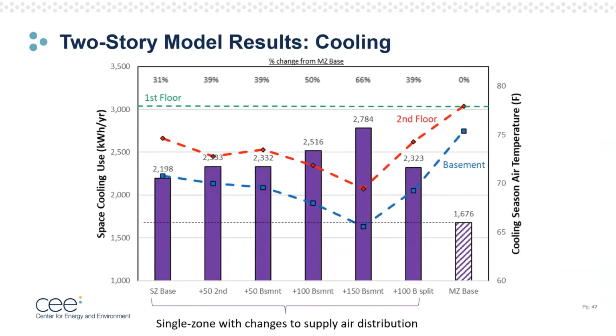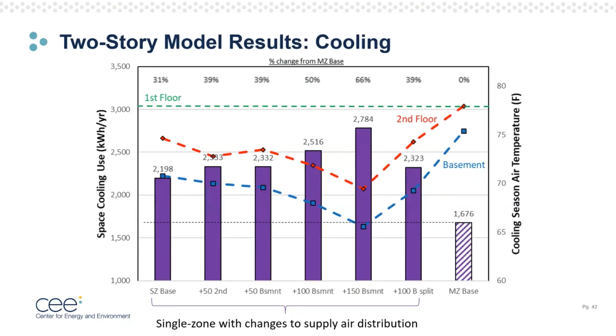This is a similar chart for the summer or cooling season results. In this case, the single zone system is overcooling both the basement and the second floor for all supply air configurations. So the single zone are the purple bars again, and then the hashed purple to the right is the multi-zone baseline configuration. The basement temperature varies from 70 to 65 degrees for the single zone system, and the second floor varies from about 70 to 75 degrees.